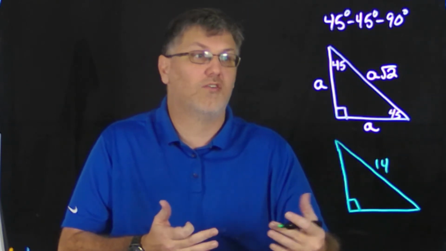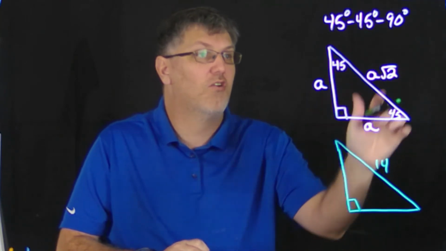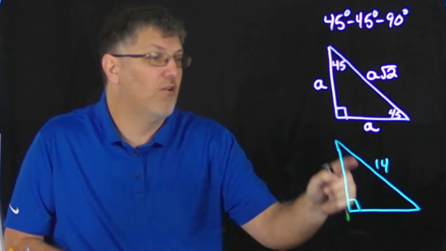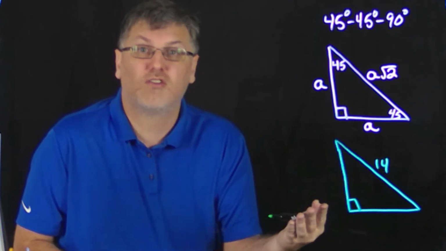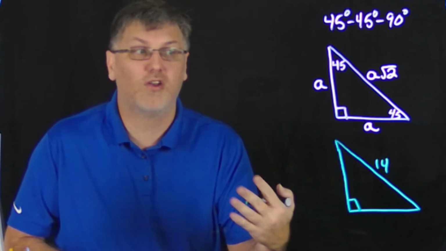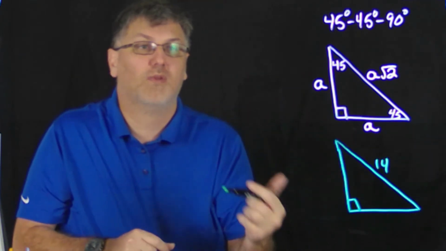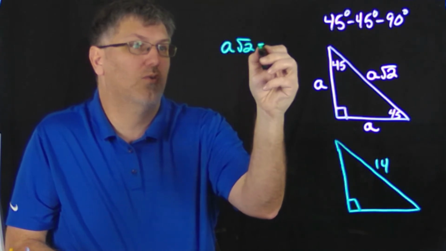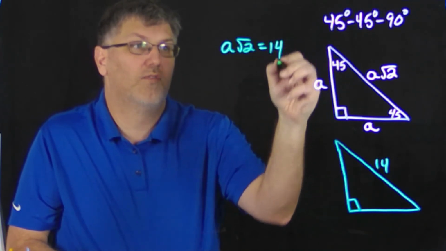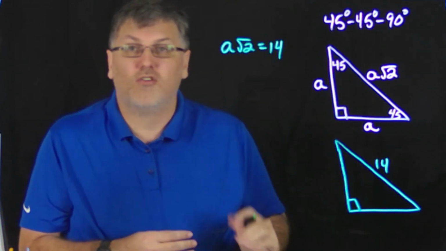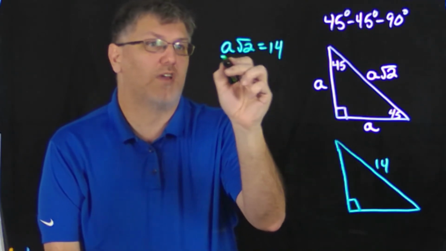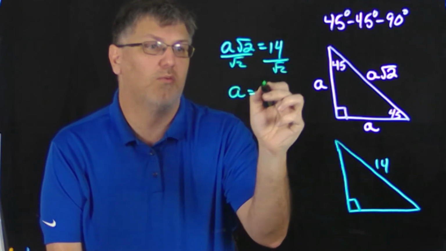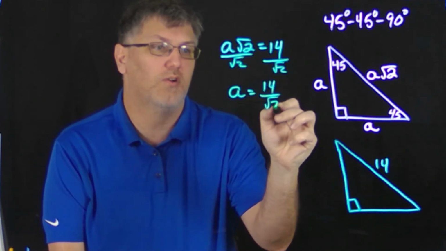The way I'm going to do this is I'm going to look at my basic form here, and I know that my hypotenuse is A square root 2. And I know my hypotenuse here is 14, so I'm going to set those equal to each other and solve for A, because once I know A, I'll know both legs. So we're going to have A square root 2 equals 14. From here, we're just going to do some basic algebra. We are going to divide both sides by square root of 2. And I get A equals 14 over the square root of 2.